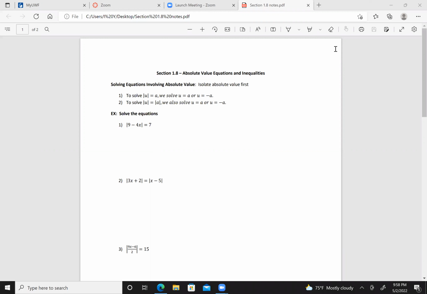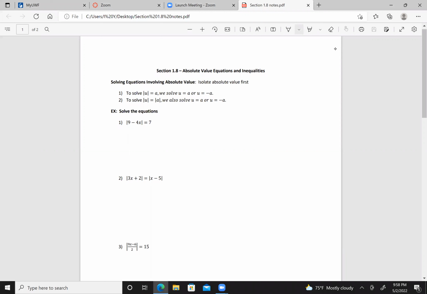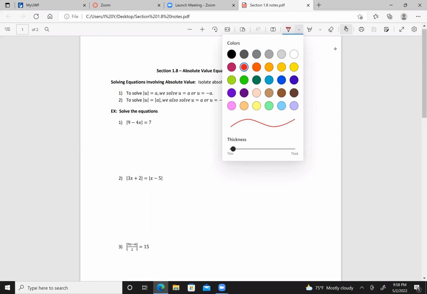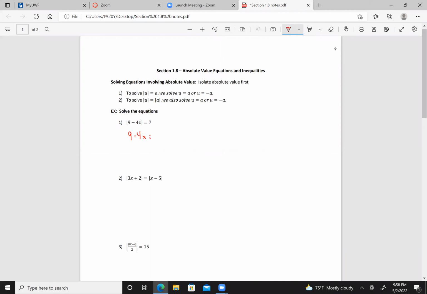We're looking at the absolute value of 9 minus 4x equals 7. So that means we solve 9 minus 4x equals 7, and 9 minus 4x equals negative 7. Here we would subtract 9 from both sides, and we get negative 4x equals negative 2. Divided by negative 4, we get x equals 1/2. Here again, we would subtract 9 from both sides, so negative 4x equals negative 16, and x equals 4.